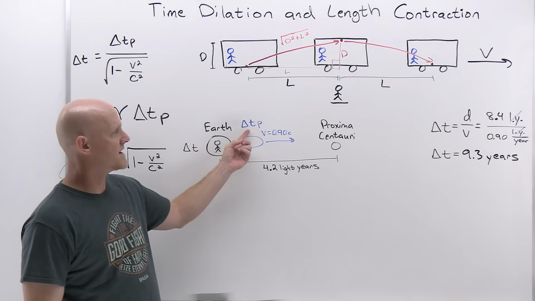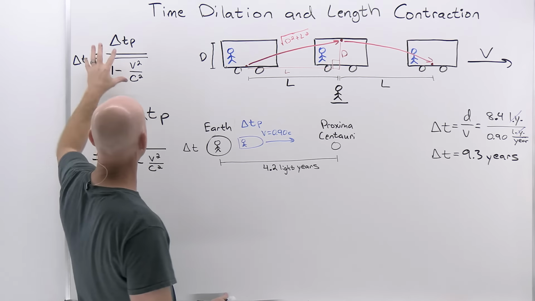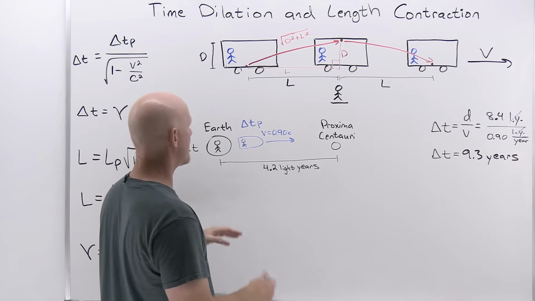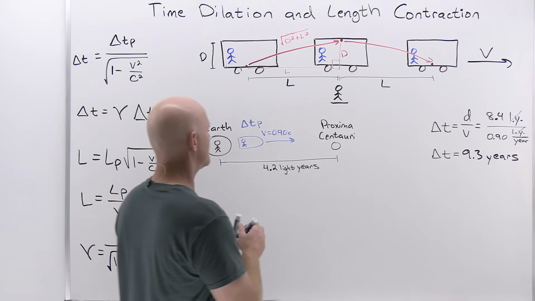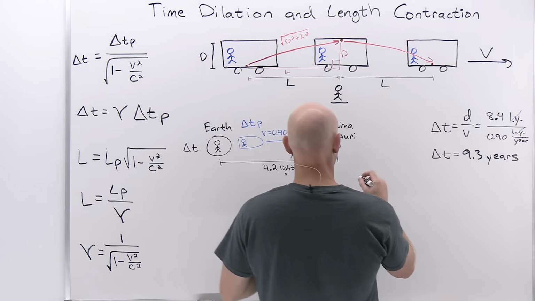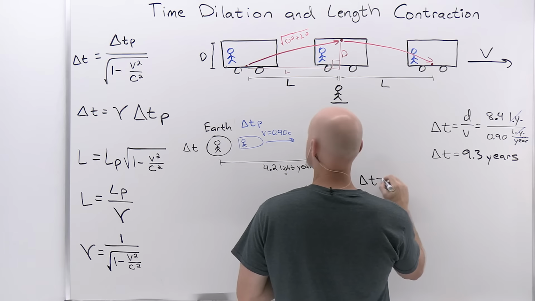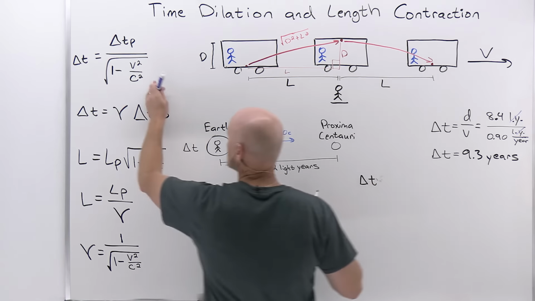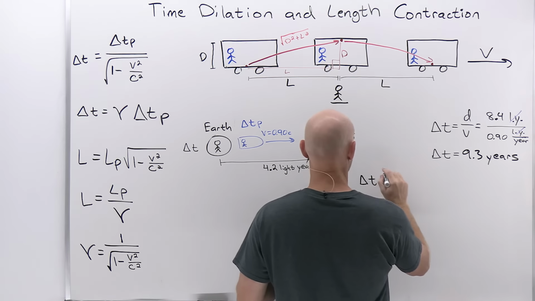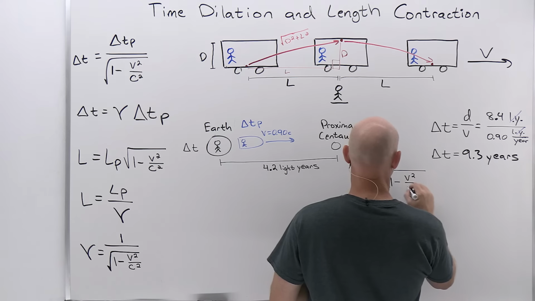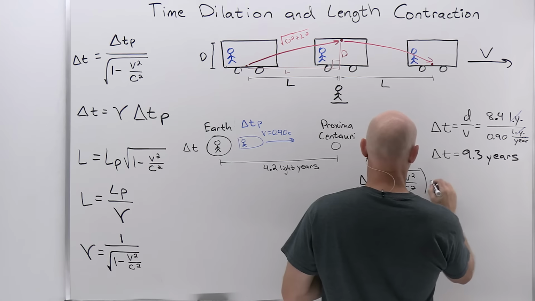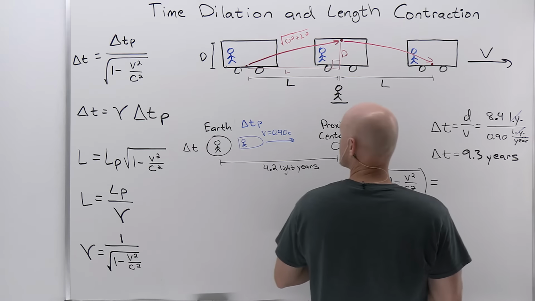Well, what about this guy here? How long does it take him? And that's what this equation's for. If you notice, we have to actually rearrange it. We're going to solve for delta t proper in this case. So we'll multiply up by this on the other side. It's going to be delta t times the square root of 1 minus v squared over c squared is going to equal our delta t proper.